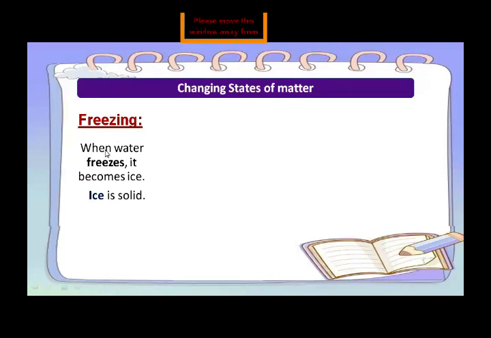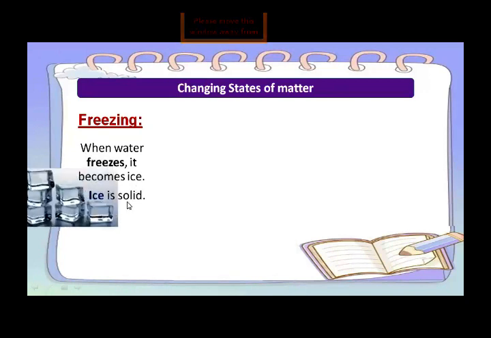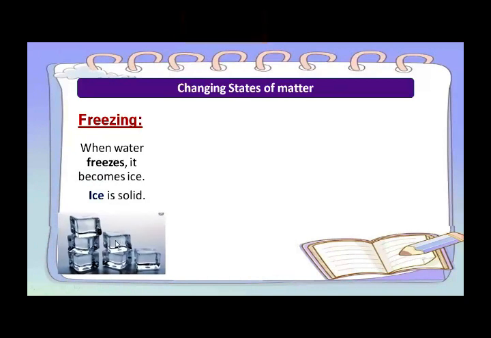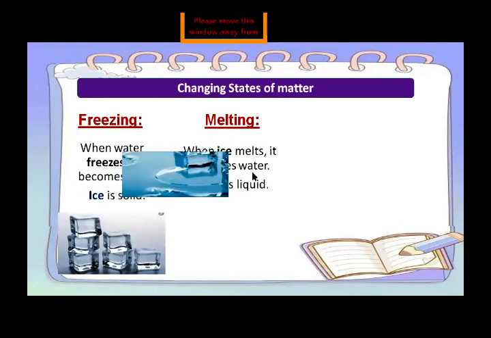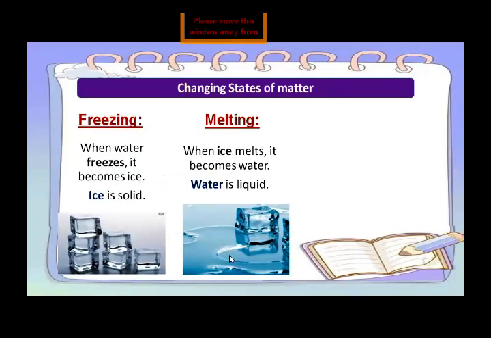When you put water into the freezer and it freezes, it becomes ice. When water freezes, it becomes ice, and ice is solid, as you can see here in the picture. So ice is the example of freezing. Very good. The second thing is melting. When ice melts, it becomes water.